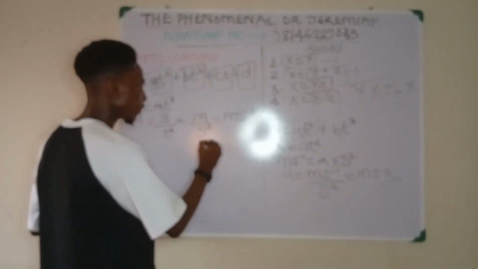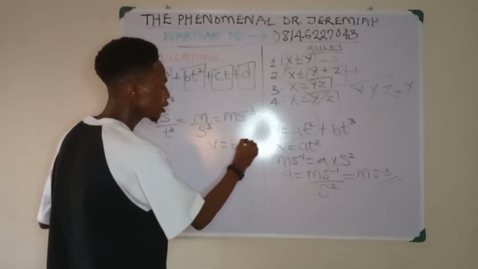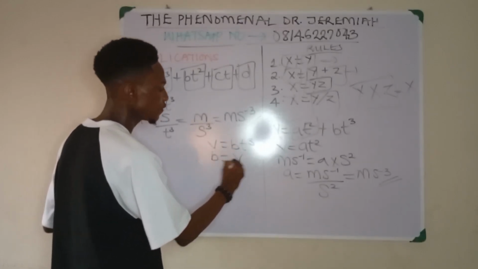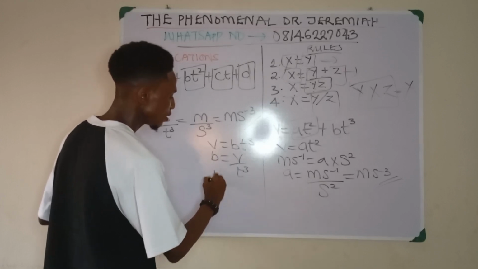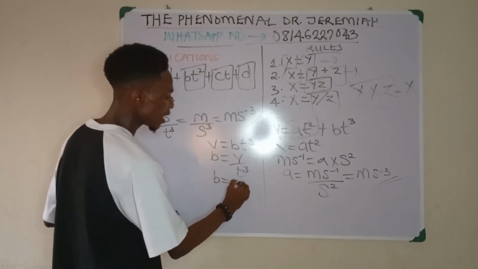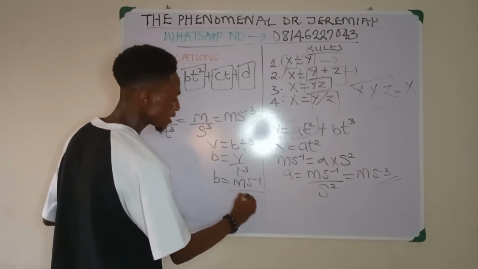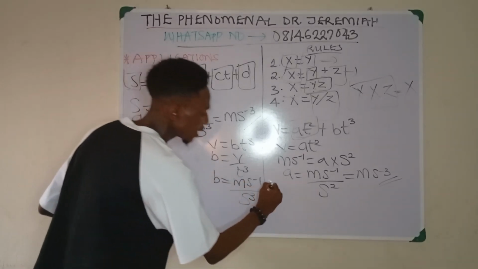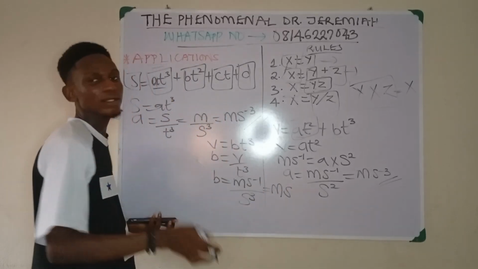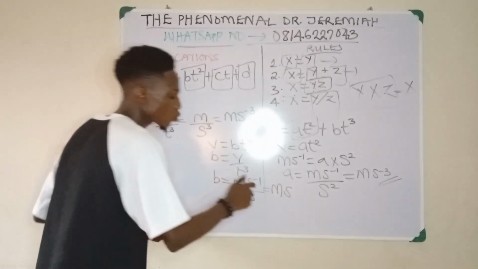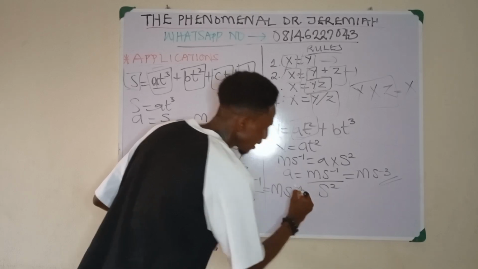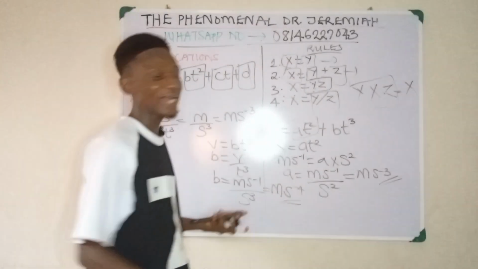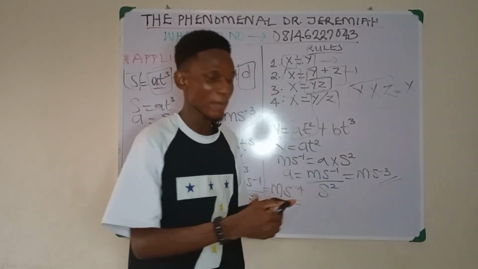We're going to get V equals to BT cubed. Make B the subject of the formula. We're going to have B equals to V over T cubed. What's T? What's V? V is ms raised to power minus 1. What's S? We're going to have S cubed. Now what is S? We're going to get ms minus 1. If you bring S cubed up, we're going to have minus 1 minus 3. That gives you minus 4. So the unit of B is ms raised to power minus 4, and the unit of A is ms raised to power minus 3.